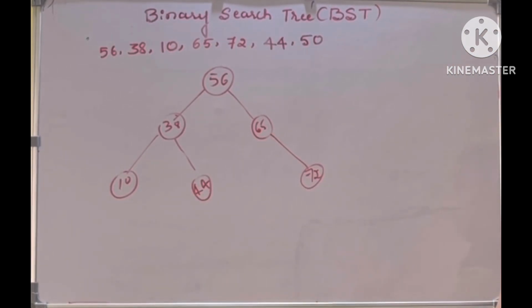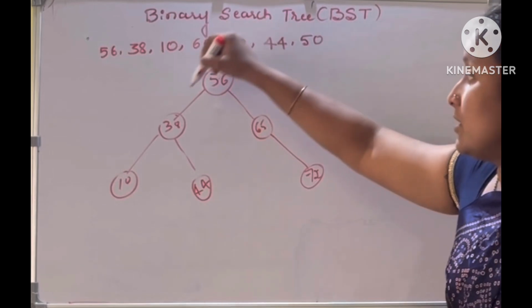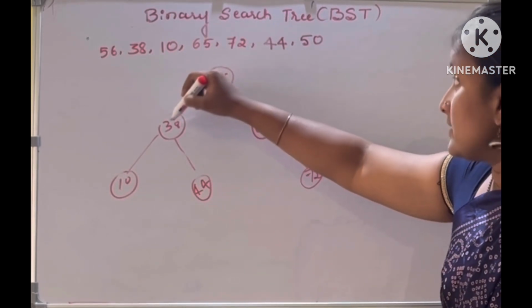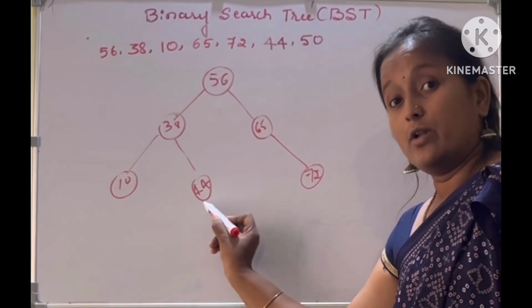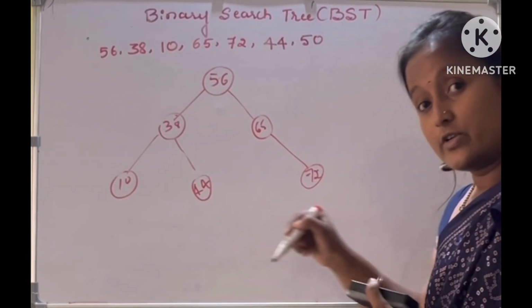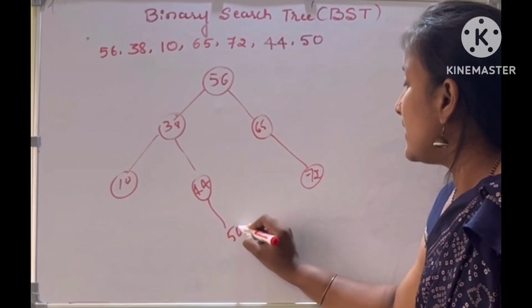Now what is the next number? That is 50. Where do we draw the 50? We scan it. It is lesser than this parent node, so we go here. This is also lesser than this number, and we go to the right part. Again 44, and 50 is greater than 44, so we have to go to the right side, not the left side. So we write 50 here.